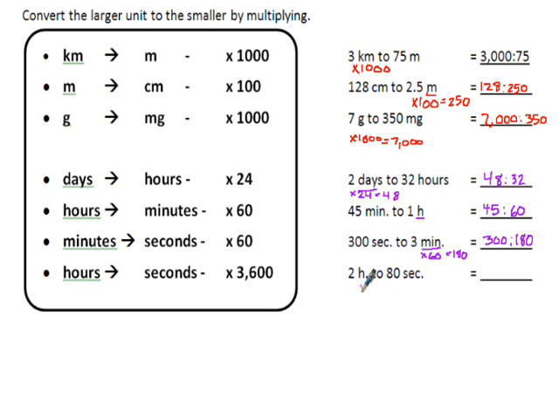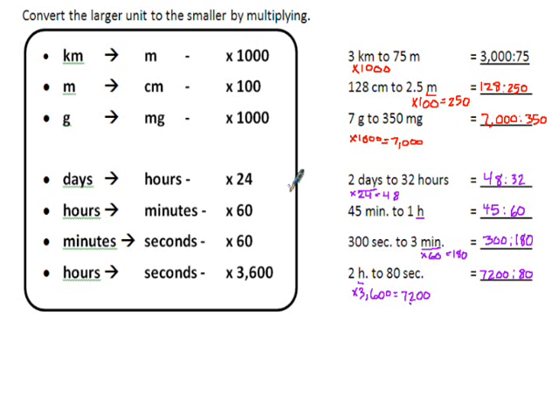And our last one is going to be a big number because there's a lot of seconds in an hour. So we're going to take our 2 hours and times by 3,600 seconds. And we'll get 7,200 seconds in 2 hours. So then 7,200 to 80 is our final ratio.